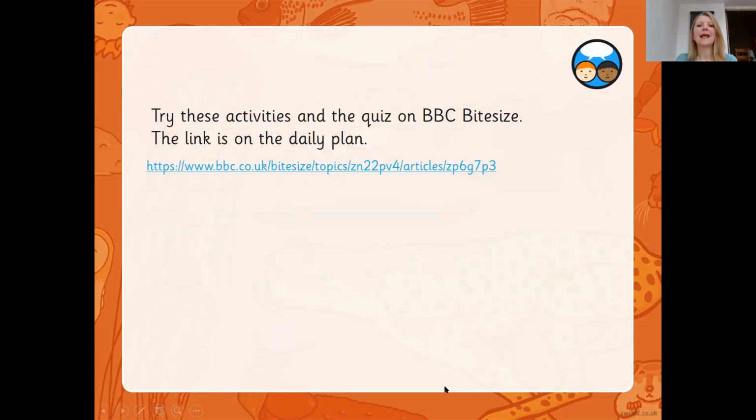And then finally, if you want to do a little bit of extra reading, extra practice of vertebrates and invertebrates and different types of skeletons, there is a link to BBC Bitesize for some more activities, and there's a quiz on there as well.